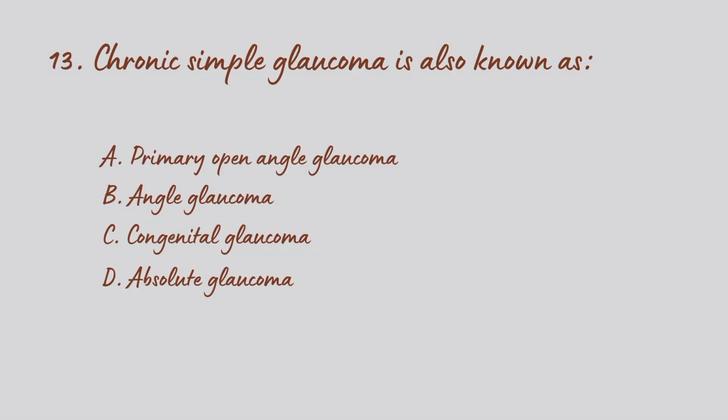Next question. Chronic simple glaucoma is also known as option A. Primary open angle glaucoma, option B. Angle glaucoma, option C. Congenital glaucoma, and option D. Absolute glaucoma. Correct option is option A. Primary open angle glaucoma.